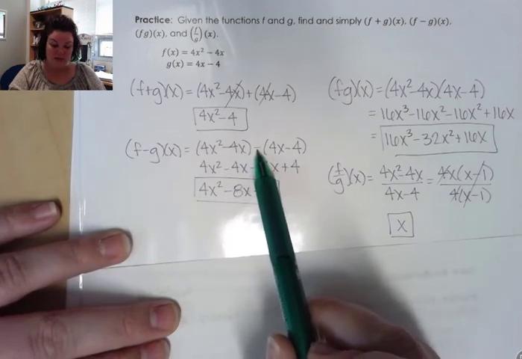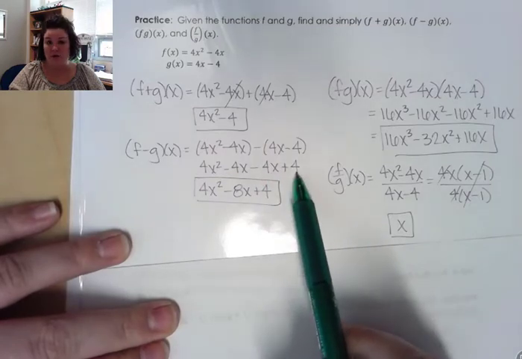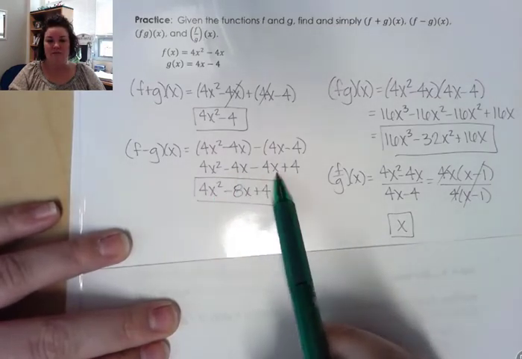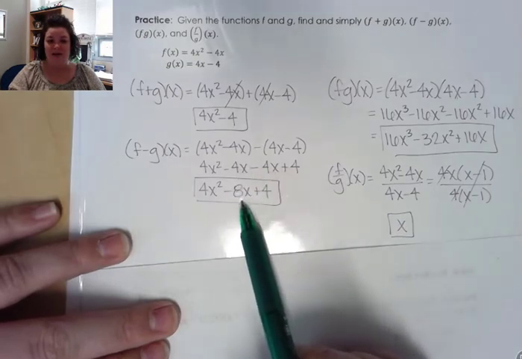Don't forget to distribute that negative to both terms. So that's going to make it a negative 4x and a positive 4. And then we combine like terms to simplify. So since I have 2 negative 4x's, I end up with a negative 8x.